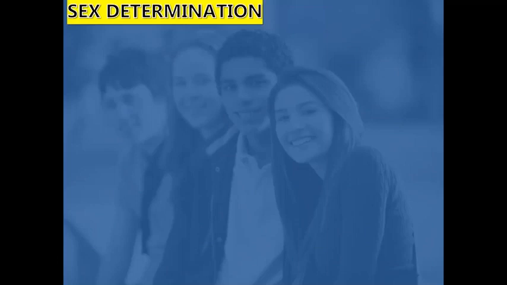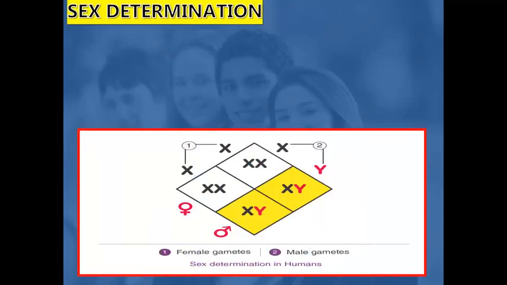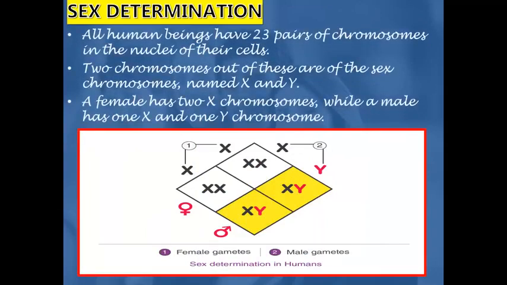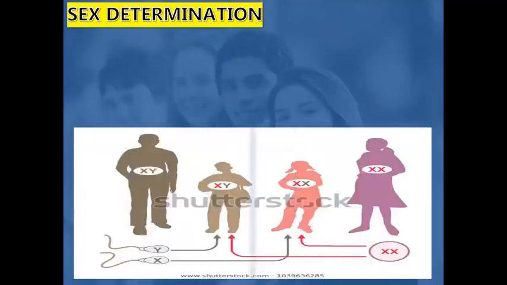Let's talk about sex determination. All human beings have 23 pairs of chromosomes in the nuclei of their cells. Two chromosomes out of these are the sex chromosomes, named X and Y. A female has two X chromosomes, while a male has one X and one Y chromosome.